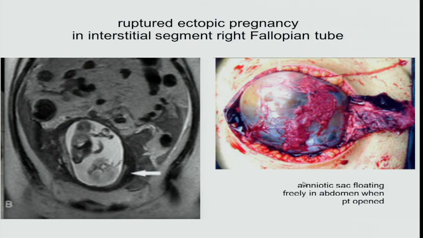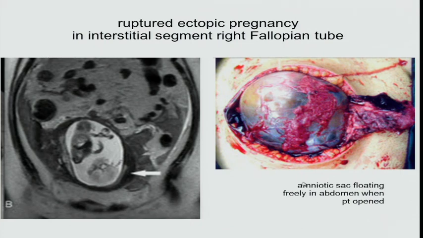Okay, and this was a super weird case. She had an ectopic pregnancy in the interstitial portion of the tube. So you've got the fallopian tube, and it comes to the uterus, and when it goes through the wall, that's the interstitial portion. So she had an ectopic pregnancy there, and it actually ruptured the uterus, and when they opened her, they saw this free-floating amniotic sac in the abdomen.